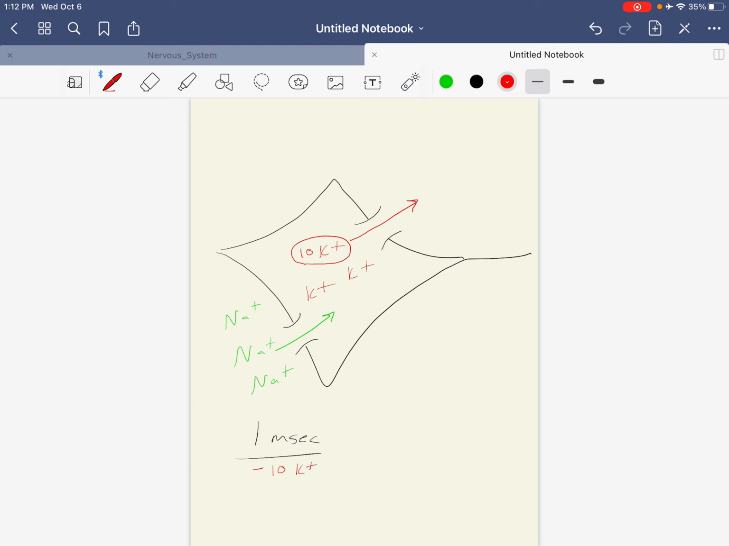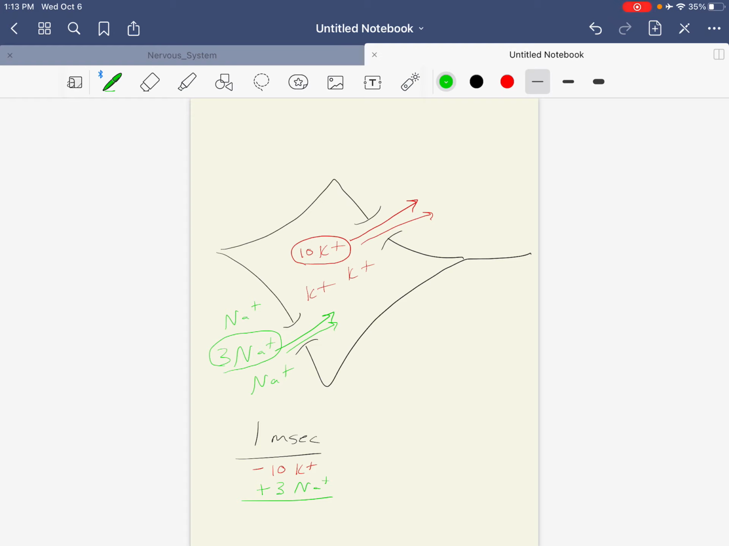So the inside of the cell is losing 10 positively charged ions, right? Because potassium is leaving. So the inside of the cell is losing 10 positive ions. In that same unit of time, in that same millisecond, maybe only 3 sodium come in. So in that same 1 millisecond, the inside of the cell has lost 10 positive ions, but it's only gained 3 positive ions back.